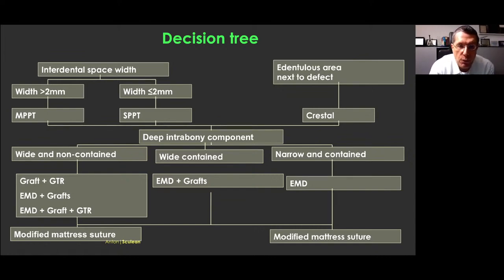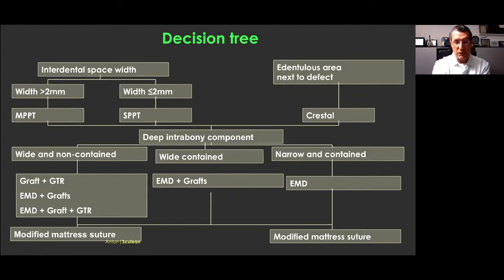And then when I go for the surgery, I select a small portion. I don't go for a very big flap. Smaller flaps can stabilize the defect better than larger flaps, okay? That's why it is very important. Open up the flap by using a papilla preservation approach. Characterize the defect. And if the defect is narrow and contained, or a 3-wall defect, I use only Emdogain.